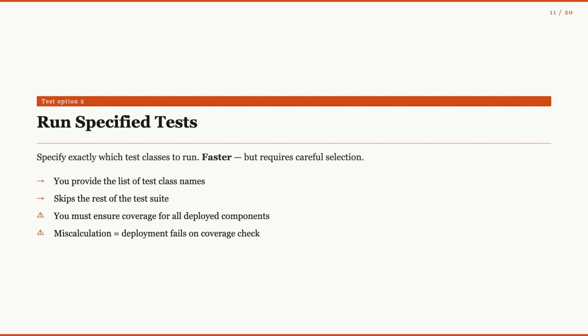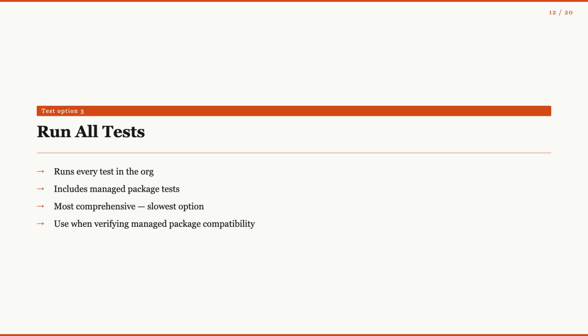Test run option 1. Run local tests. This is the standard choice for production deployments. It runs all Apex tests in the org that are not part of installed managed packages. Coverage must reach 75% for the deployment to succeed.